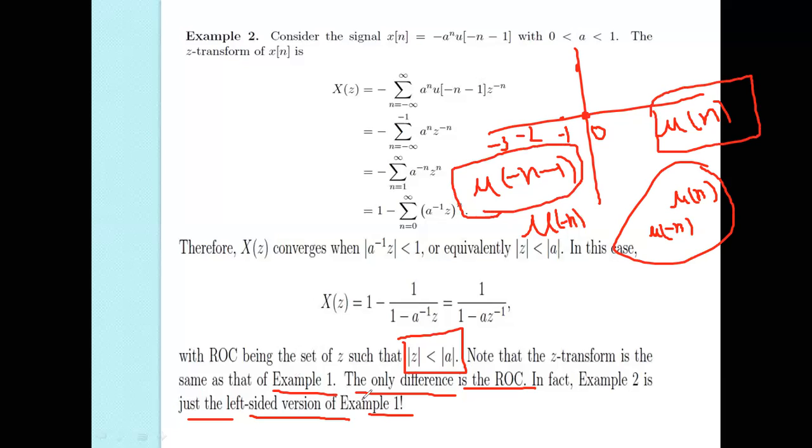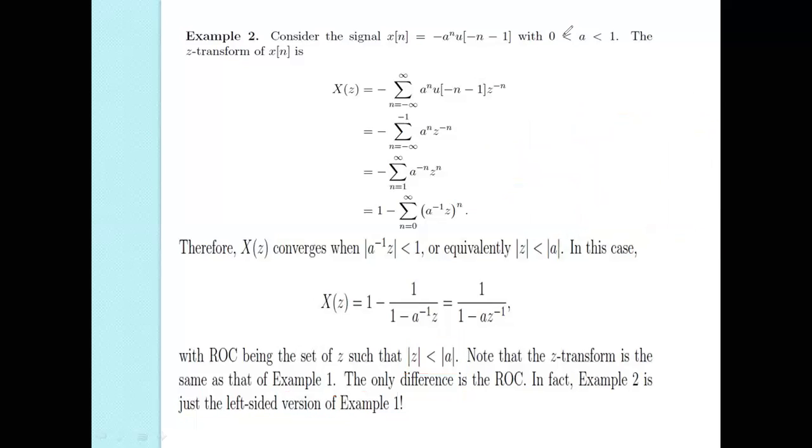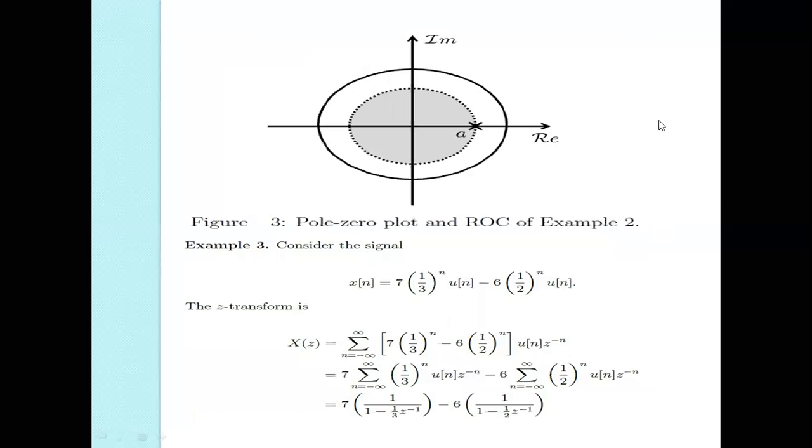Left-sided version of example 1. What is it? Example 2. Got it, my dear students? These are very, very important examples: a power n u of n and minus a power n u of minus n minus 1. Next one. And here the whole 0 is there.